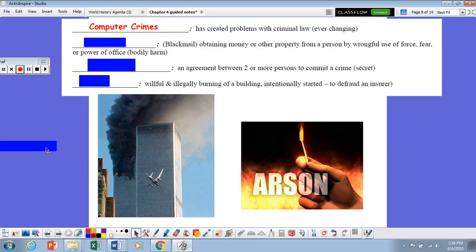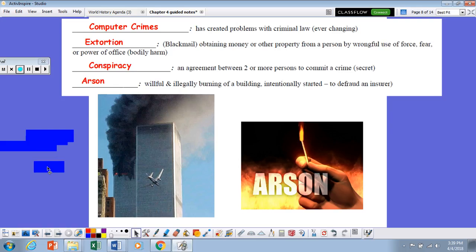Computer crimes. This has created a lot of problems with criminal law, and it's always changing. Extortion, sometimes known as blackmail, is obtaining money or property from a person by wrongfully using force, fear, or power of office. Conspiracy is an agreement between two or more persons to commit a crime, typically committed in secret. Arson is the willful and illegal burning of a building, typically intentionally started to defraud an insurer.